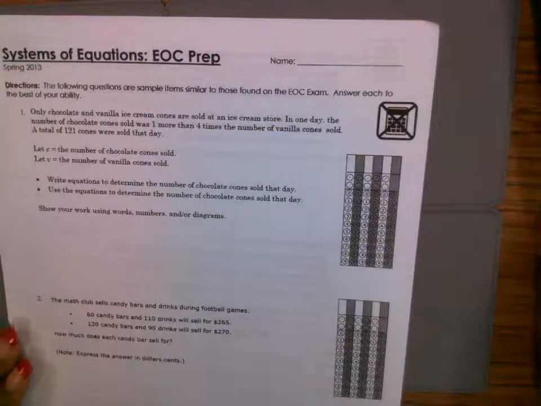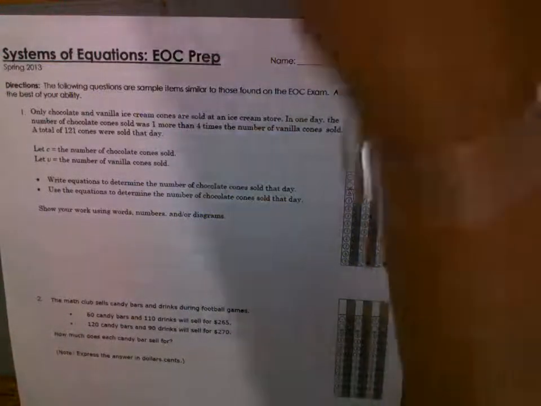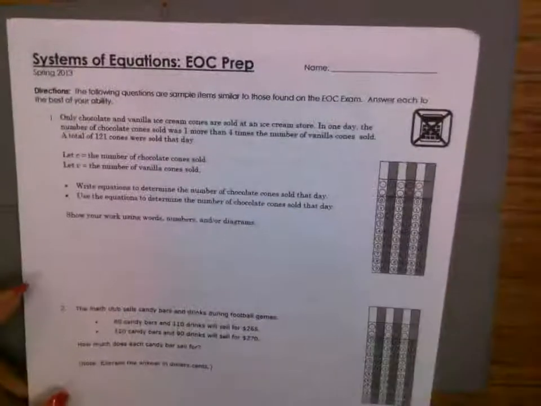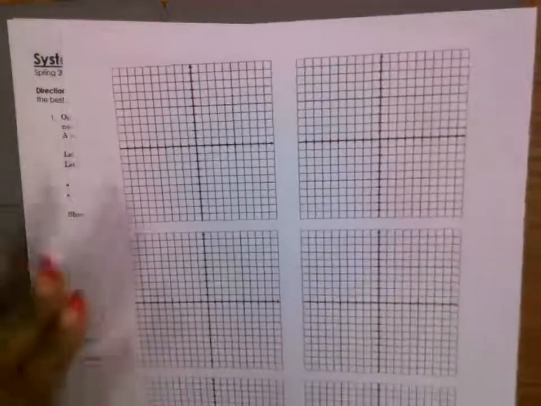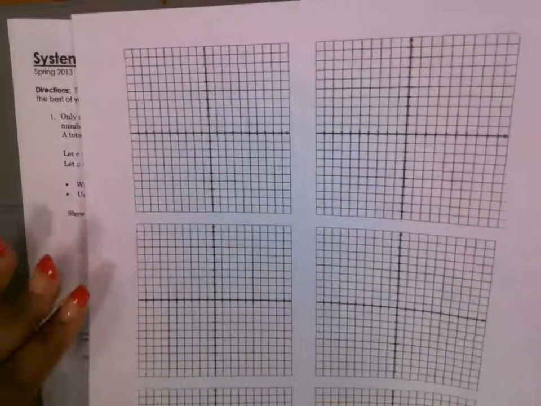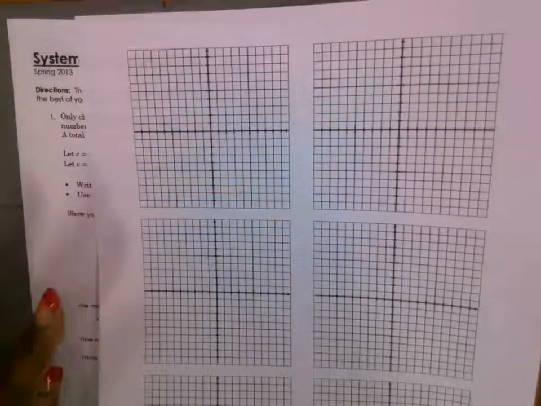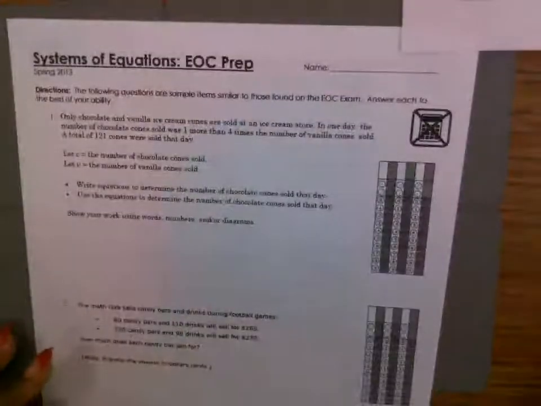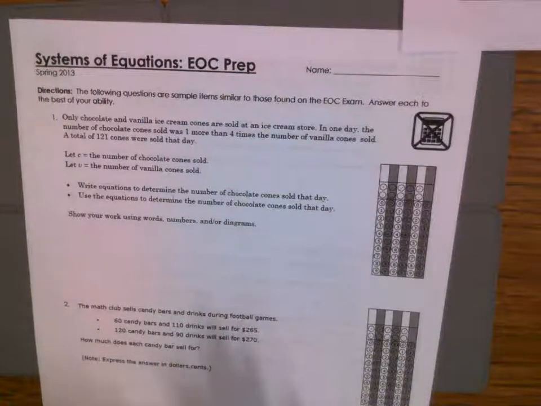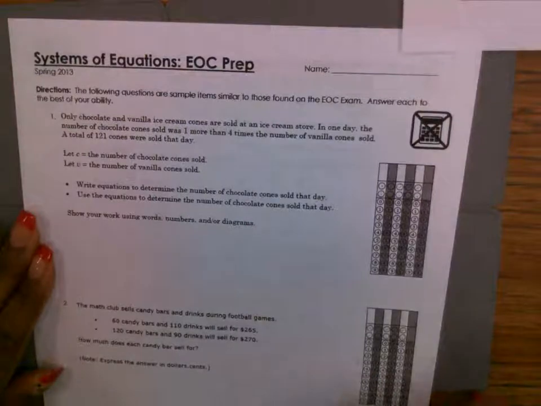All right, class, this is part two to systems of equations, EOC review prep. You're going to need some graph paper. You can find this on the web page. Please either download this, or you can just get your own graph paper. And in some cases, you can use your graphic calculator, okay? But some of the systems of equations problems will not allow you to use your graphing calculator, all right? So keep those things in mind.